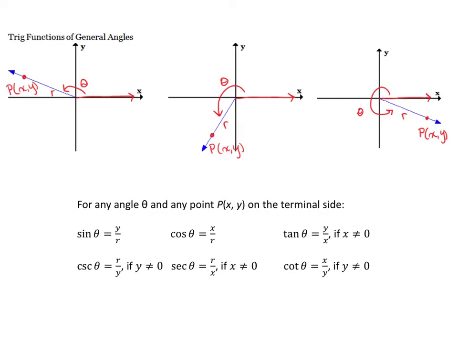What you'll notice is that these ratios don't change, no matter what. The sine of theta is still going to be your y distance divided by your r distance. But now, one of the things you have to pay attention to is that the x value is negative. So that means that all of our trig functions could be negative values depending on which functions we're looking at.